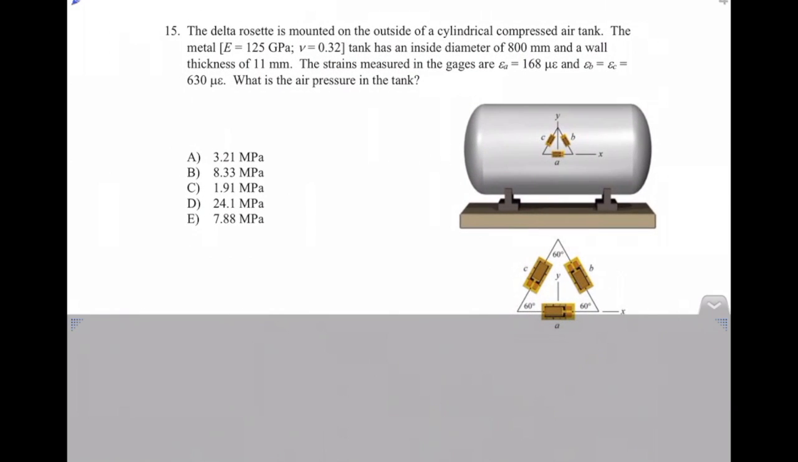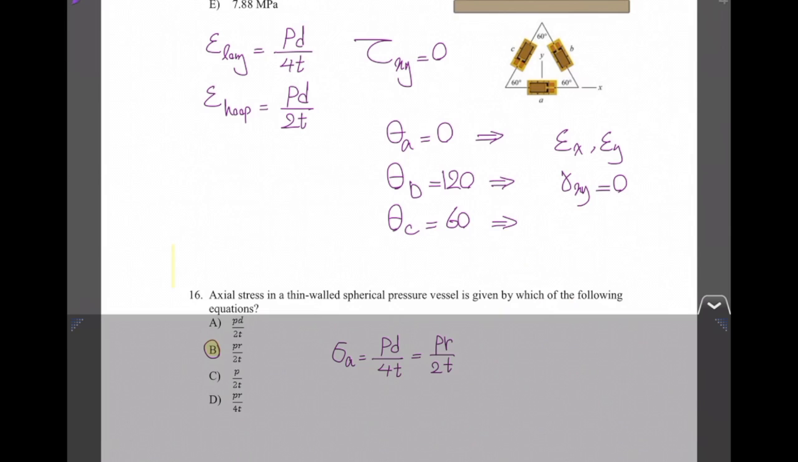The very last question. A delta rosette is mounted on the outside of a cylindrical compressed air tank. The metal has a modulus of elasticity of 125 gigapascal and a Poisson's ratio of 0.32. The inside diameter is 800 millimeter and the wall thickness is 11 millimeter. The strains measured in the gauges are 168 and 630 for B and C. How much is the air pressure in the tank? This is a combined problem for strain rosette and pressure vessels. The answer to this problem is very easy.